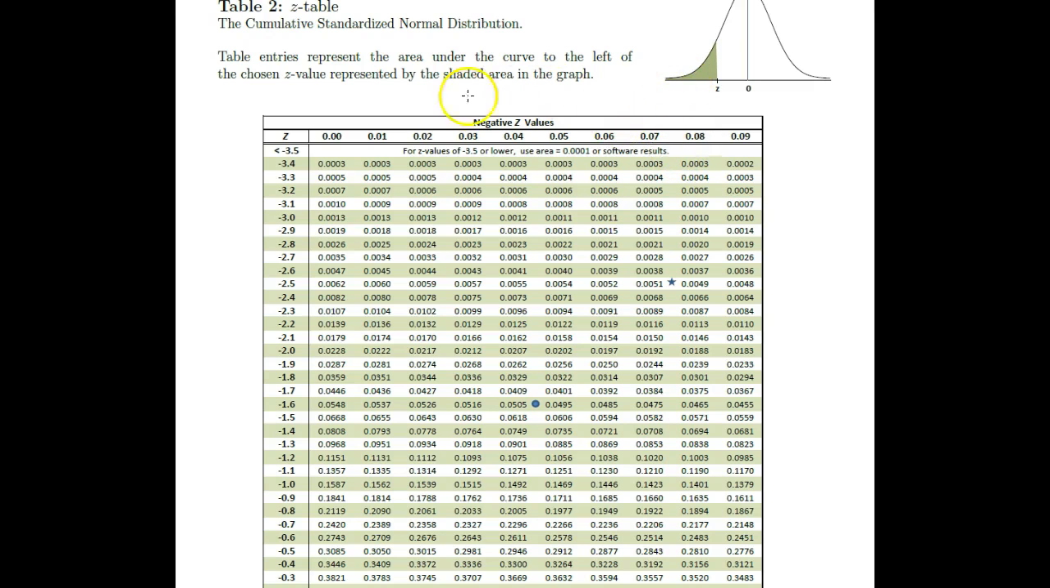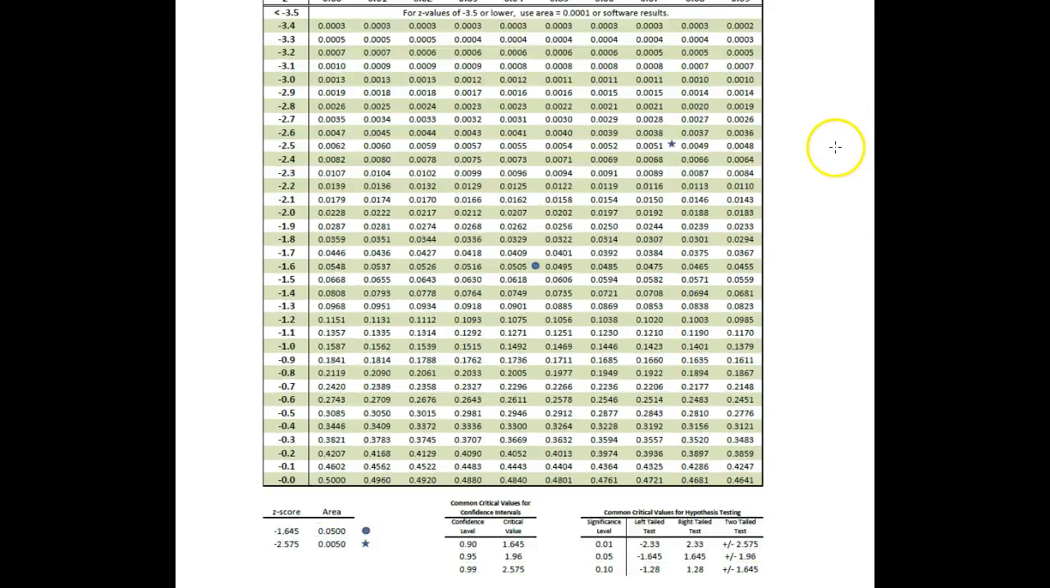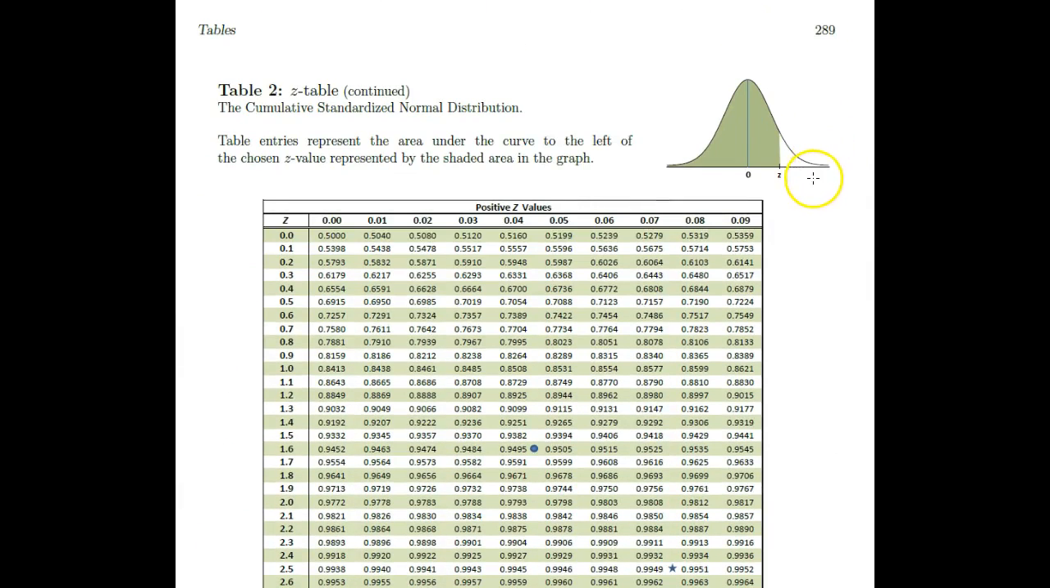these are your negative z values, and you can see this table right up here. Right here, you see the z is to the left of 0, which means this would be a negative z-score over here. If you go to the next page, on page 289, you'll see this little diagram over here. You'll see this z-score is to the right of 0, which means it's a positive z-score.